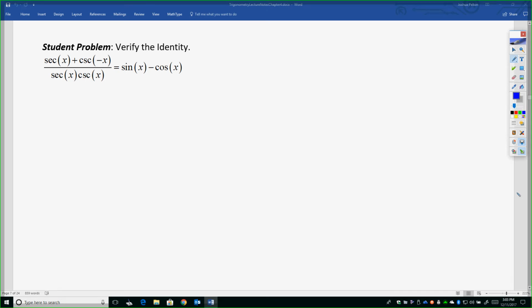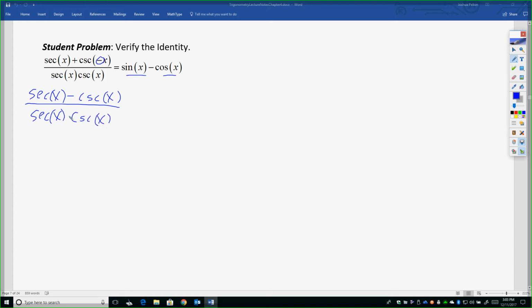Okay, same thing here. We want to condense, and it looks like we want to break this into two parts this time, so we're going to have to move things around. First off is the negative. Using the odd-even rule, the negative for cosecant, because cosecant is sine, goes on the outside. So in fact, we have secant of x minus cosecant of x over secant of x cosecant of x.